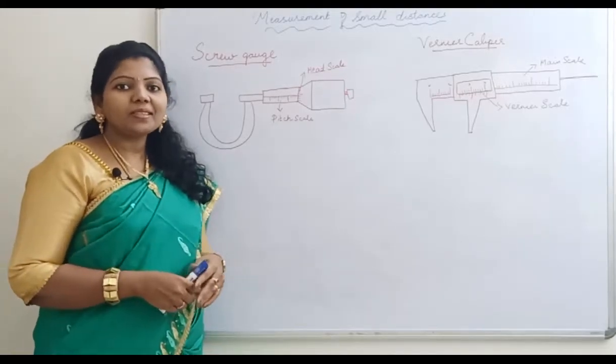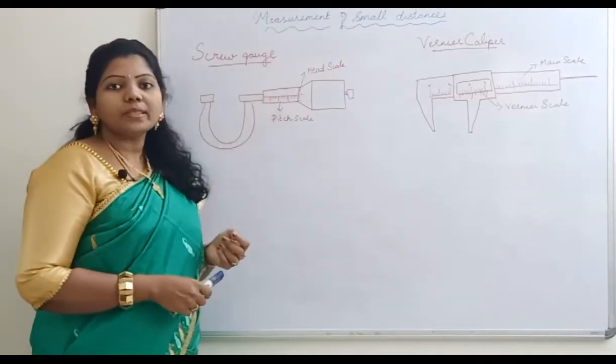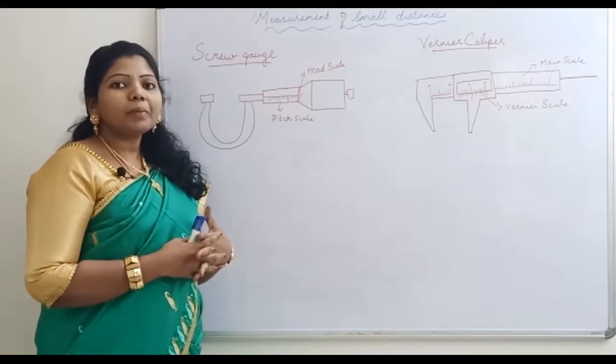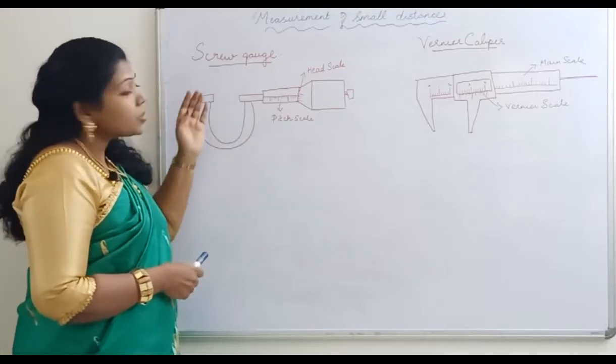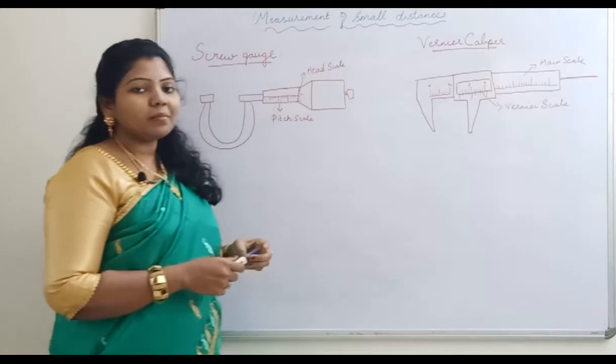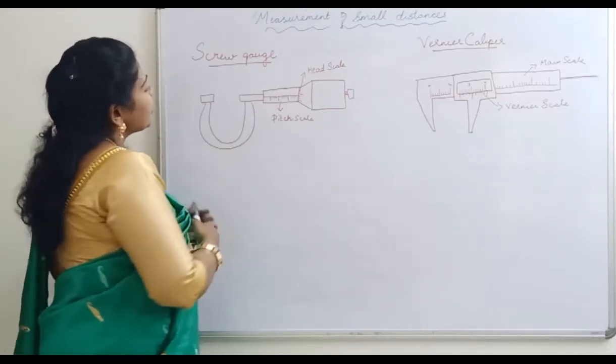Welcome my dear students. In this session we are going to see about the measurement of small distances. How can we measure small distances? By using a meter scale we can measure small distances, and also by using a screw gauge and a Vernier caliper we can measure small distances. First of all we can see about the screw gauge.